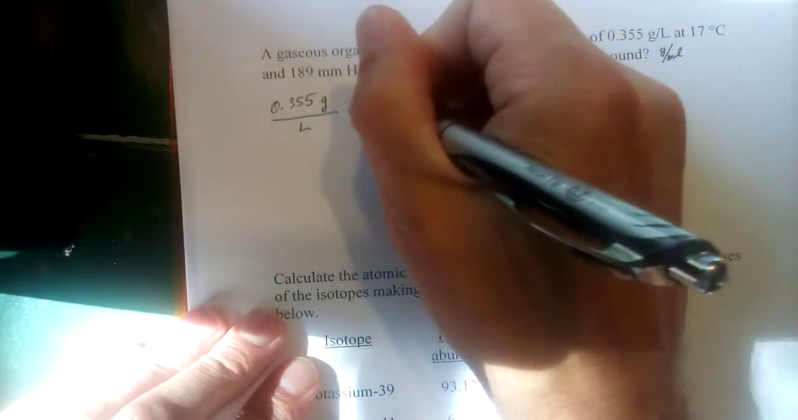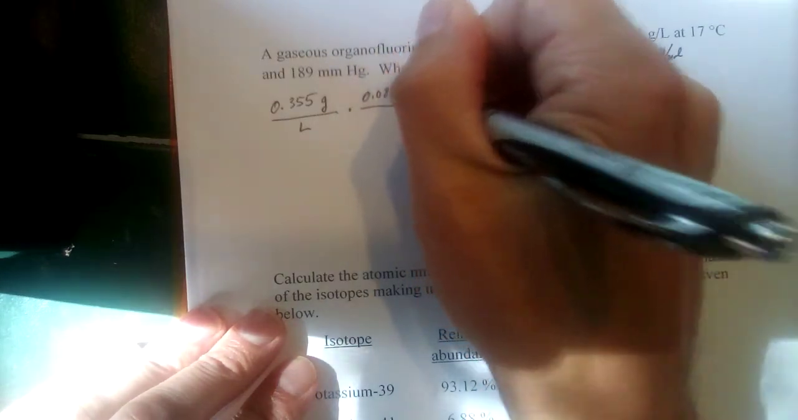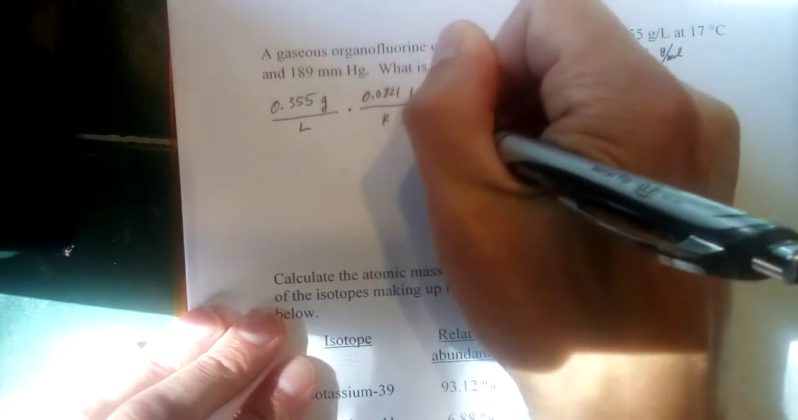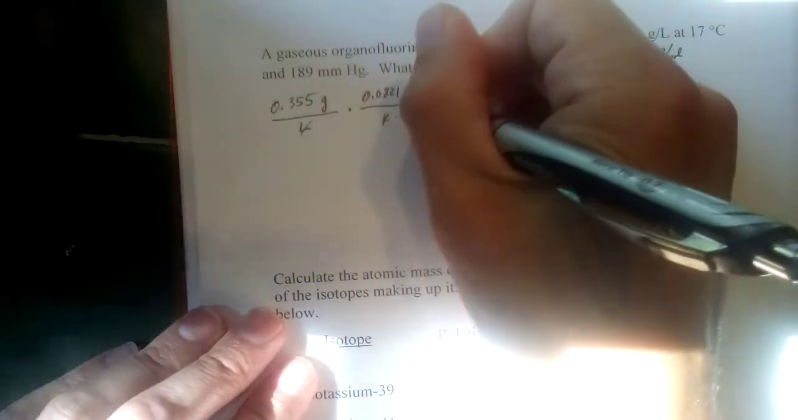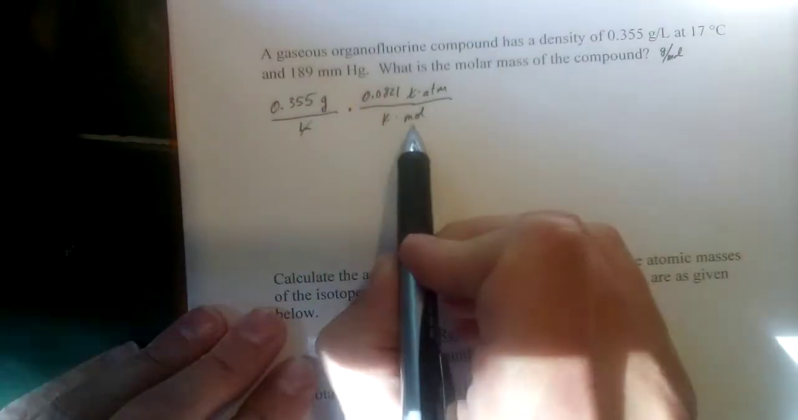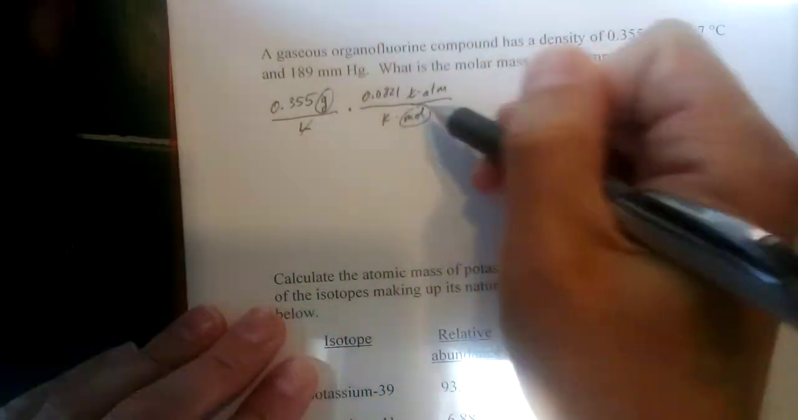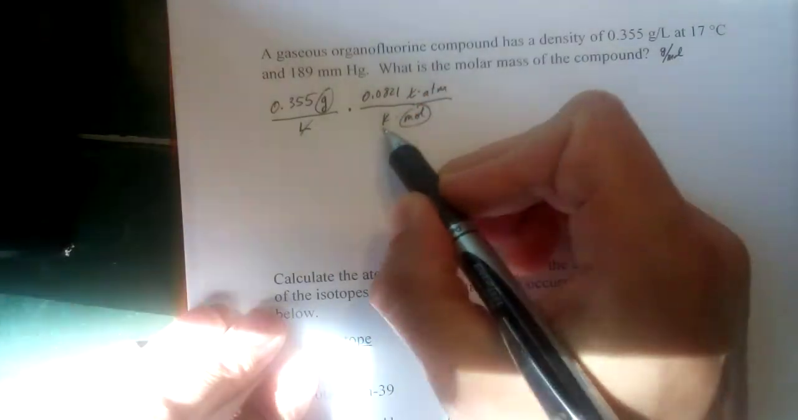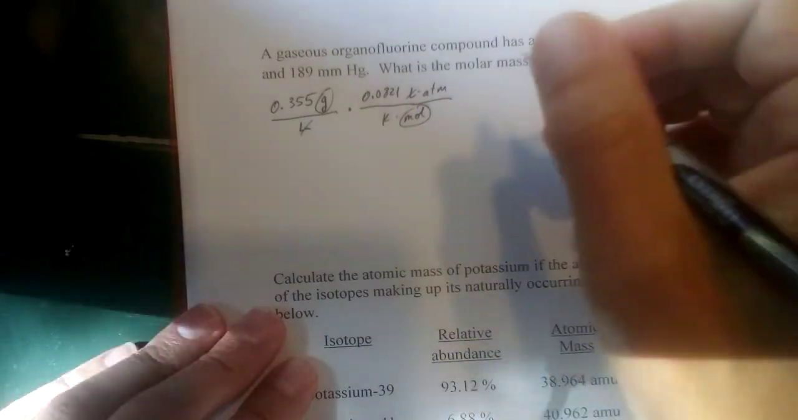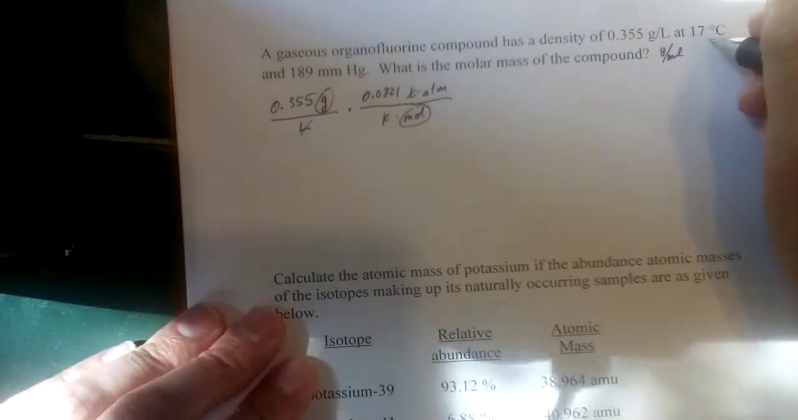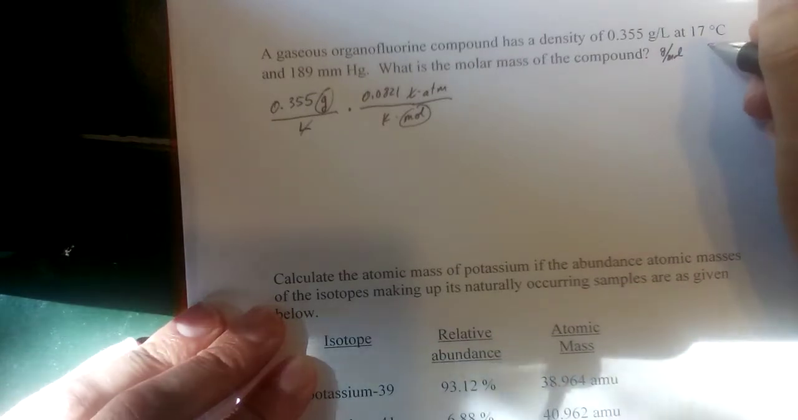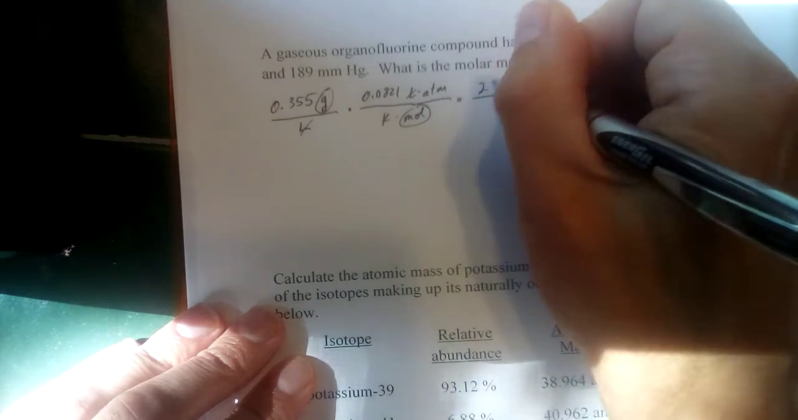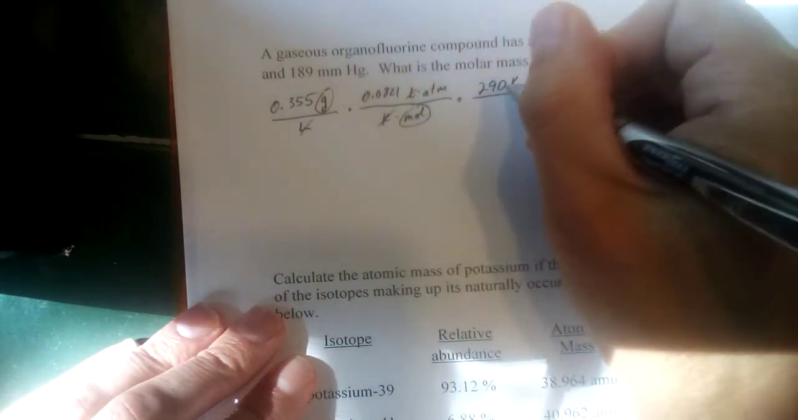So if I want to cancel out liters, the next thing I'm going to want is the gas constant, 0.0821. That would put liters and atmospheres on top of the units, kelvins and moles on the bottom. Liters goes away, so now I've got moles as well. Grams I want, moles I want. What I need to do now is get rid of these other two units, the pressure and the temperature. Temperature I've got to convert to Kelvin. If I add 273 to my 17 degrees Celsius, that would be 290 Kelvin. And in this case, I can multiply by that to get rid of the kelvins there.